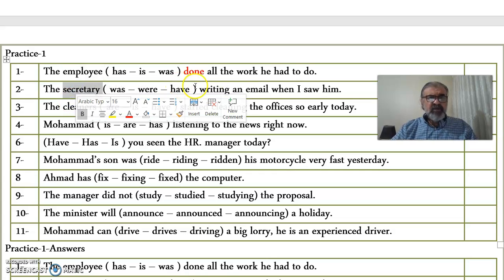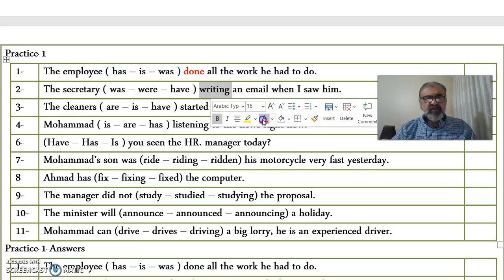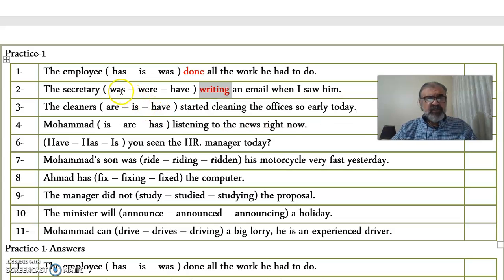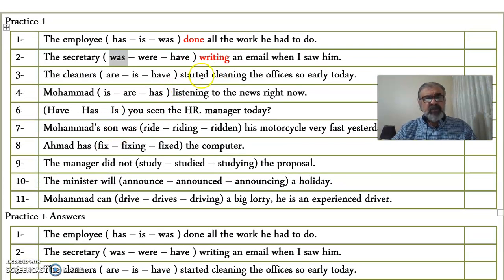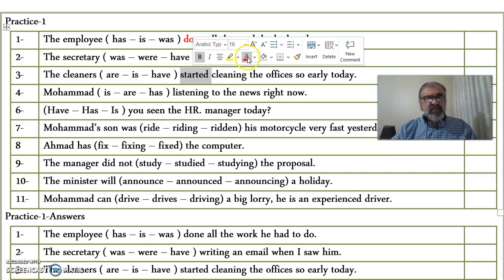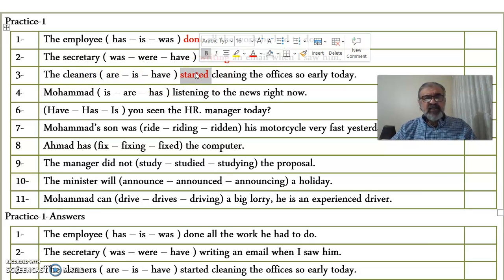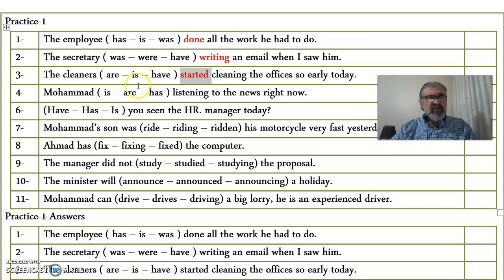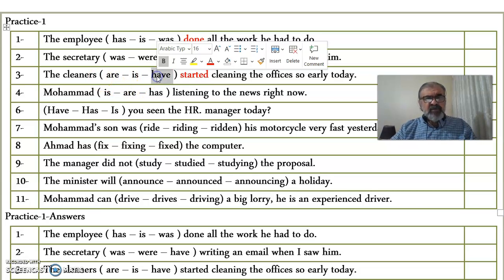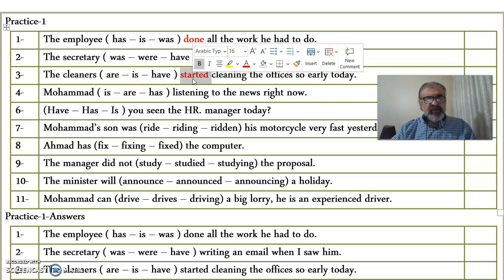The secretary, now writing here, writing, verb plus ing, it should be either was or were. The secretary is singular, therefore we should use was. Started is verb 3, past participle. It should be have. Although I could use are for cleaners, but again, this is a present perfect. Therefore, have is followed by the past participle.